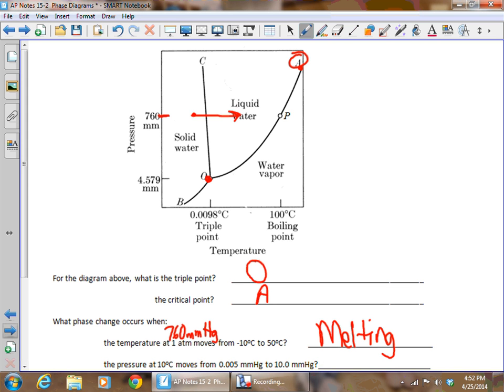Now what about the pressure changes from 0.005 to 10 when we're at 10 degrees? So let's go to 10 degrees, and again, it's not to scale, but let's say 10 is somewhere in this region. And we're going from 0.005 millimeters of mercury, which is almost zero, so we'll say this point we just drew is almost zero at that temperature, and we're going up to 10 millimeters of mercury. Well, we don't know exactly where that's going to be. Again, it's not to scale, but it's going to be above the 4.579. So somewhere in this region, we know at least that we're moving from the gas state to the liquid state. And from gas to liquid, that's our condensation.